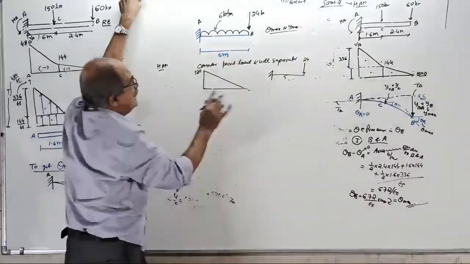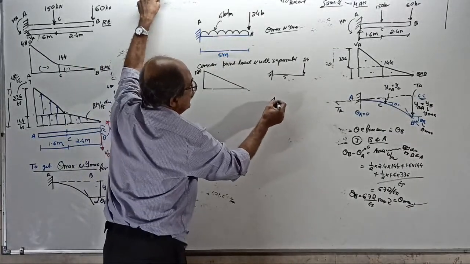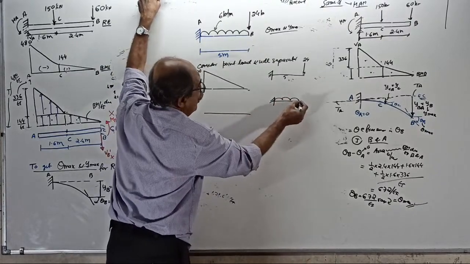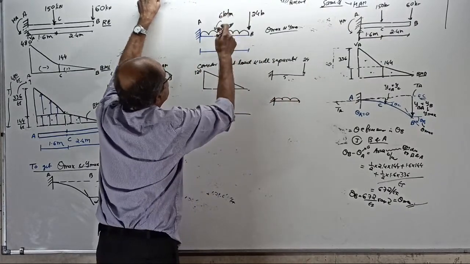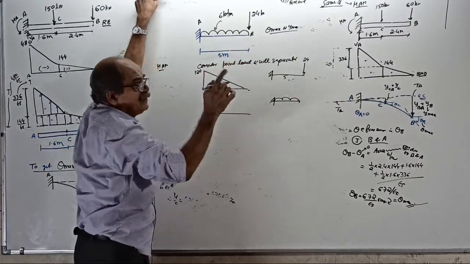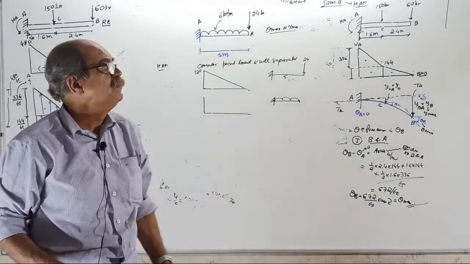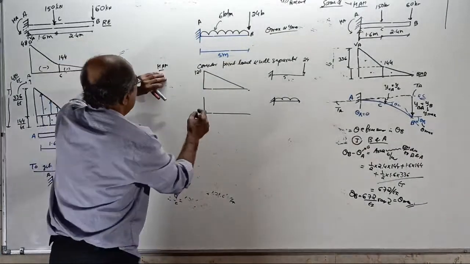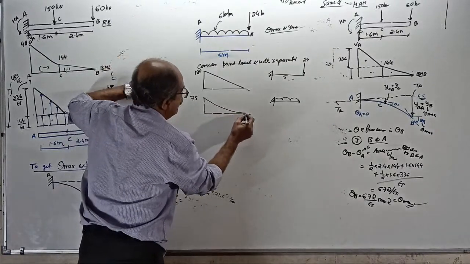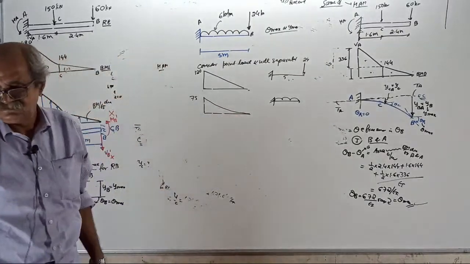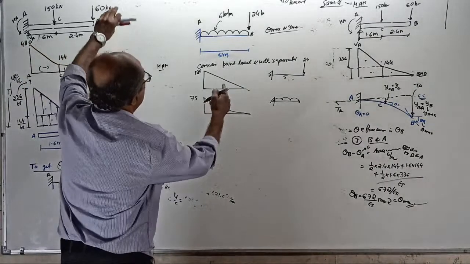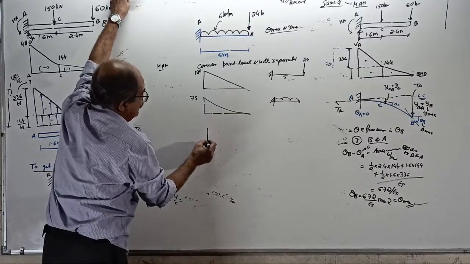Then consider the UDL. Then the BMD will be 0 here. Here the BM is 6 into 5 into 5 by 2. Tell the answer. 6 into 5 is the total load, into 5 by 2. Is it 75? A parabola. Is it 75? Okay, start.